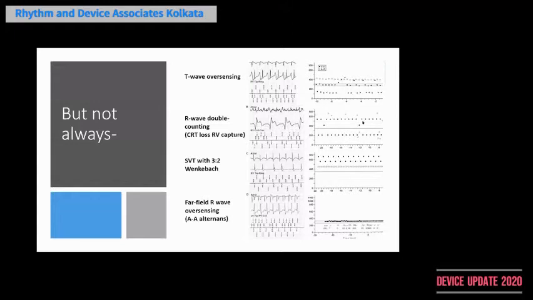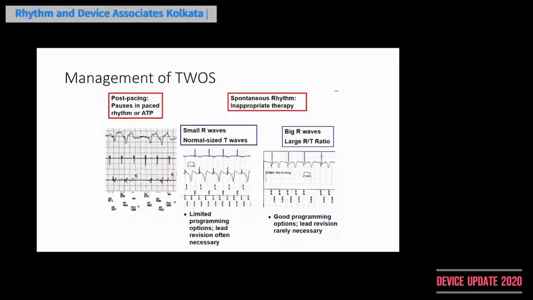You have to remember there are differential diagnoses. You can have R-wave double counting where you have a loss of RV capture in a CRT. You can have an SVT with 3:2 Wenckebach. There also you can have two lines. So these are the DDs. Also, you can have a cyclical noise due to lead fracture. There also you can have a T-wave oversensing-like picture if the noise occurs at the time of the T wave.